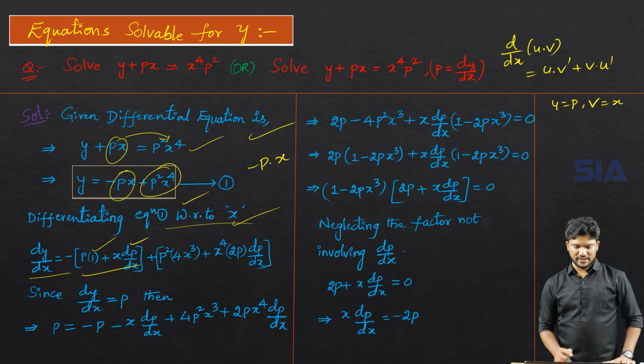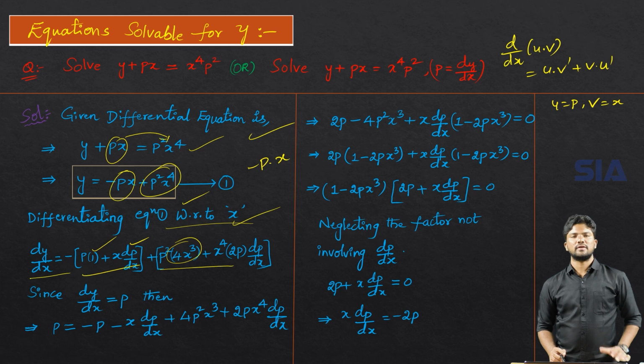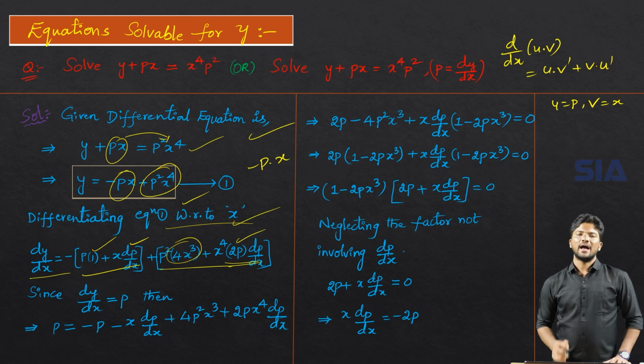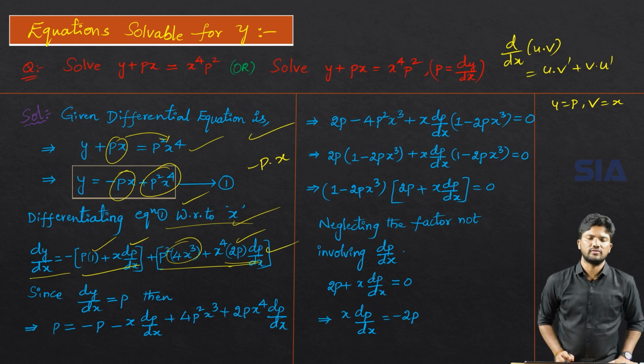Apply the same procedure, u into v method, u into v dash, v dash means x power 4 differentiation, 4x cube, plus v into u dash, v value x power 4 as it is, and u dash means p square differentiation, 2 into p, again p differentiation with respect to x, dp by dx. Just simply we are applying the u into v method.